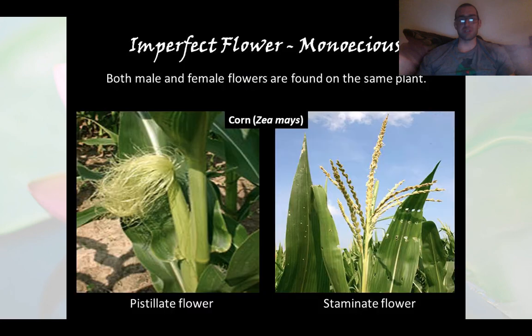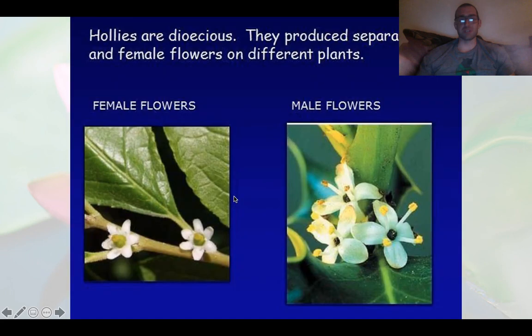Now, that's a monoecious plant, right? We have both the male and female flowers in one plant. We also have dioecious plants, where we have separate plants that are male and female. Examples are holly trees. We have trees that just produce female flowers and trees that just produce male flowers.